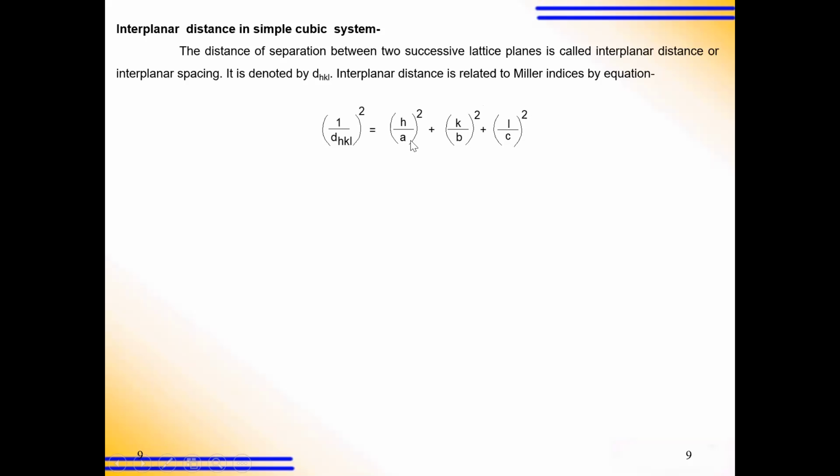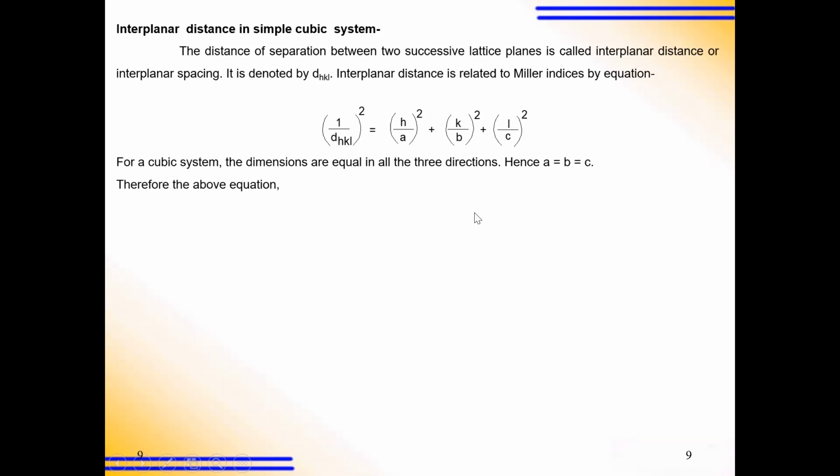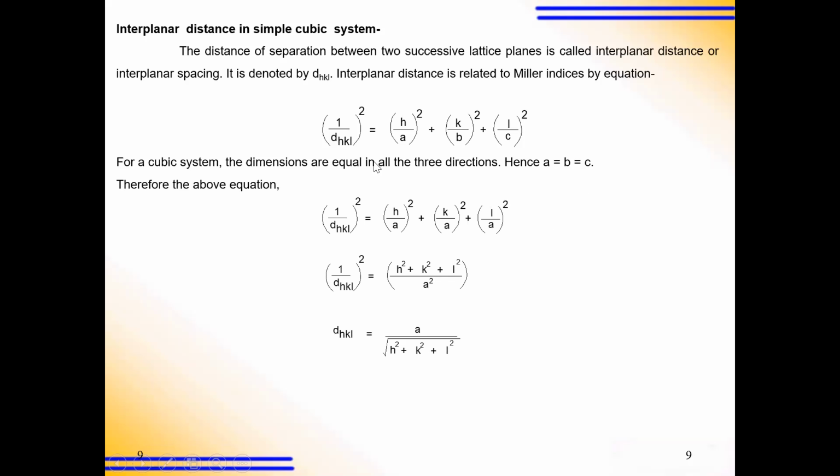So a, b, c are the intercept points, right? So those are the coefficients of the base indices, and HKL are the Miller indices. So from these equations we can find out the Miller indices, right? For this cubic system, the dimensions are equal in all the three directions. Hence, a is equal to b is equal to c. So therefore, the above equation can be written like this: 1/DHKL raised to power 2 is equal to h upon a square plus k upon a square plus l upon a square.